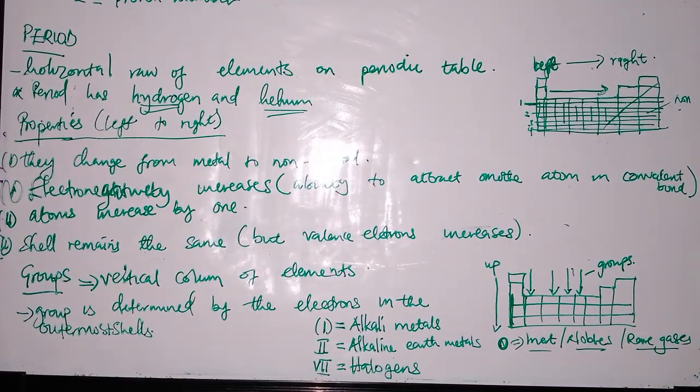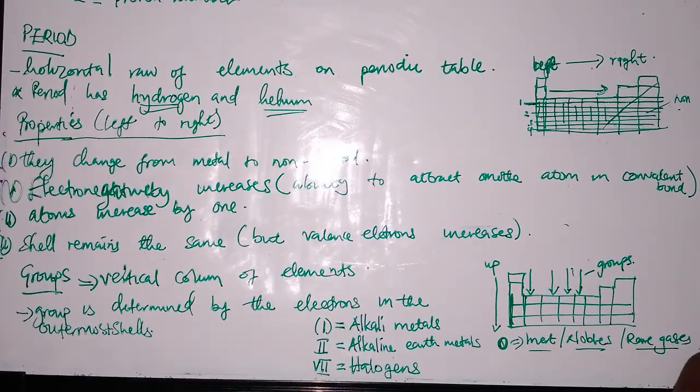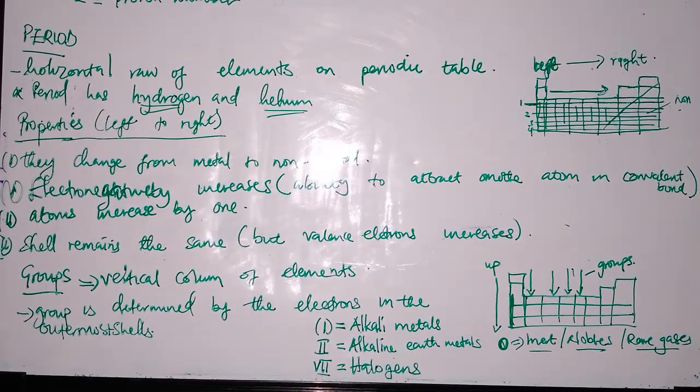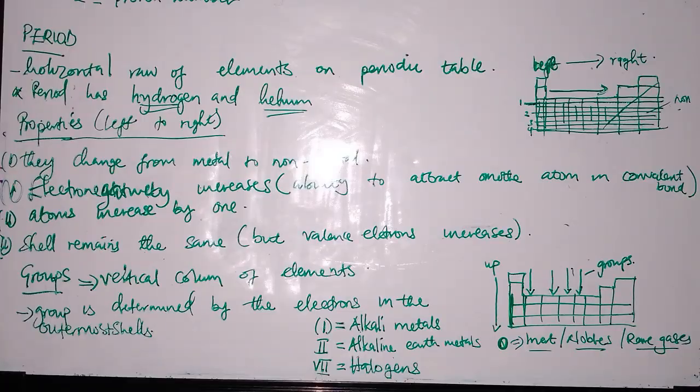Group 1 elements, alkaline metals. Group 2 elements, they are known as alkaline earth metals. Then group 7, halogens. Then group 0 is known as what? Inert, noble gases or rare gases.